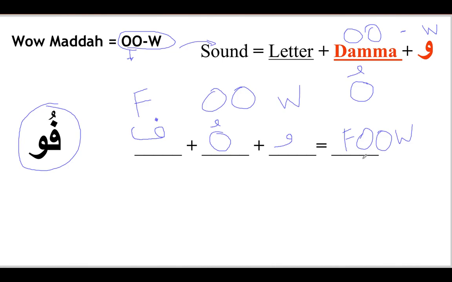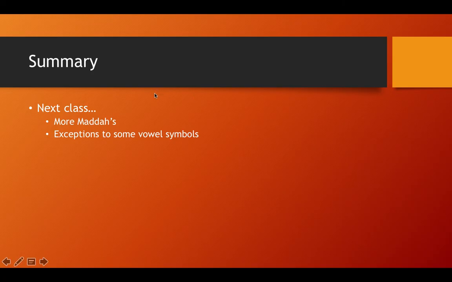That makes sense. So that concludes this online lecture for today. To give a bit of a summary, in the next online lecture we're going to be talking about more maddas, so separate madda entities, and that also ties into some of the exceptions to some vowel symbols.